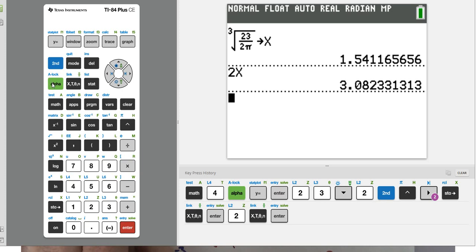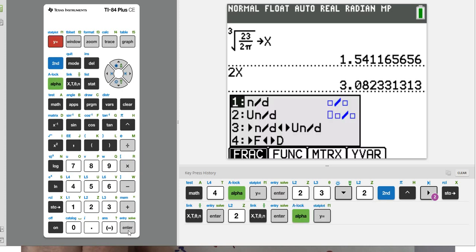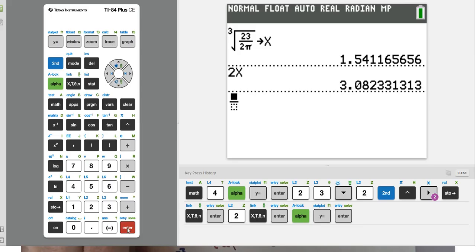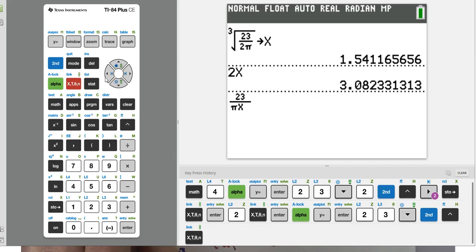I'm going to hit the alpha key, then the y equals key, so I do a nice up and down fraction. If you don't do this, make sure you use parentheses in the denominator. 23 divided by pi r squared, or pi x squared in this case. And then the square key.